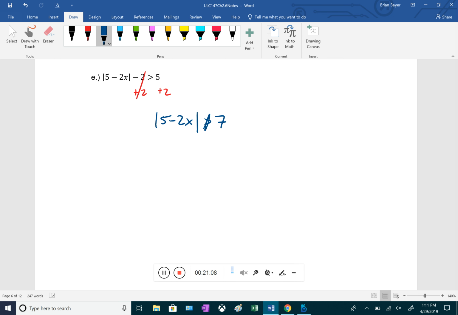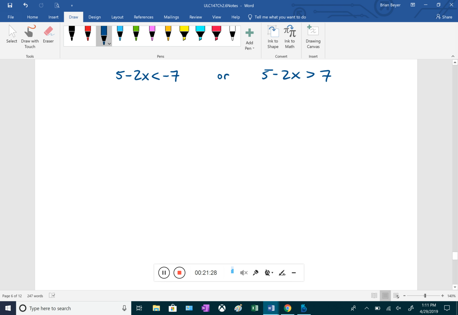Since it is greater than, we split it up into 2 separate inequalities. You drop the absolute value and say it's less than the negative version, and you drop the absolute value and say that it's exactly what you see, greater than the positive version. So now we have these 2 separate ones that we're going to solve.